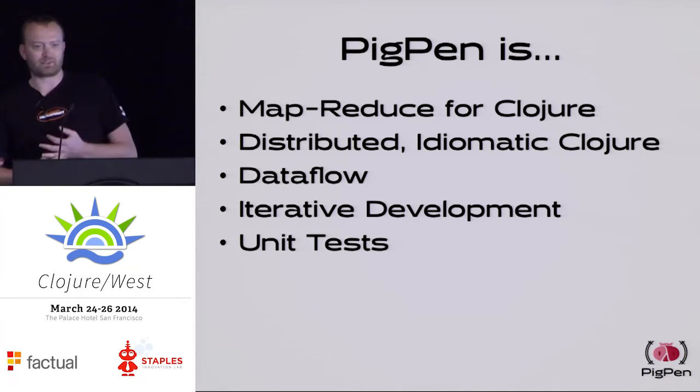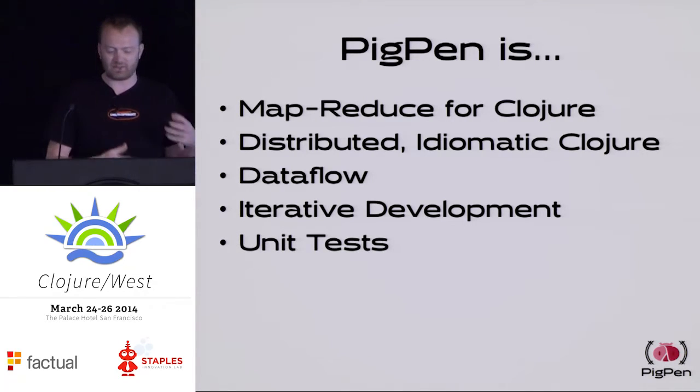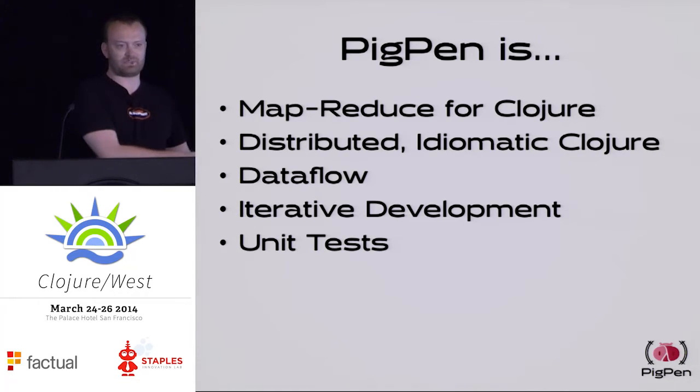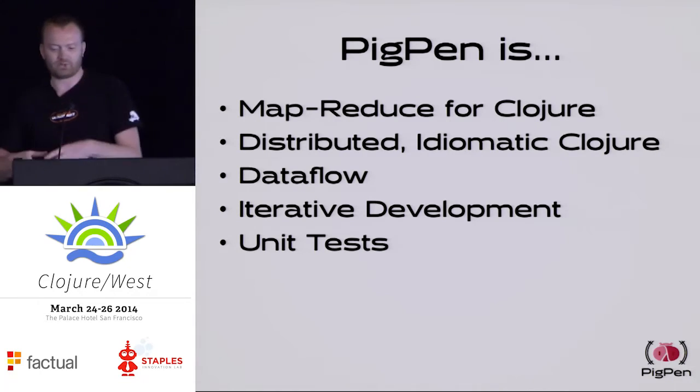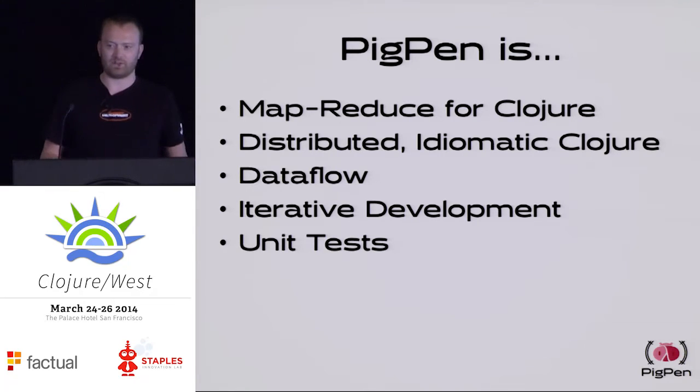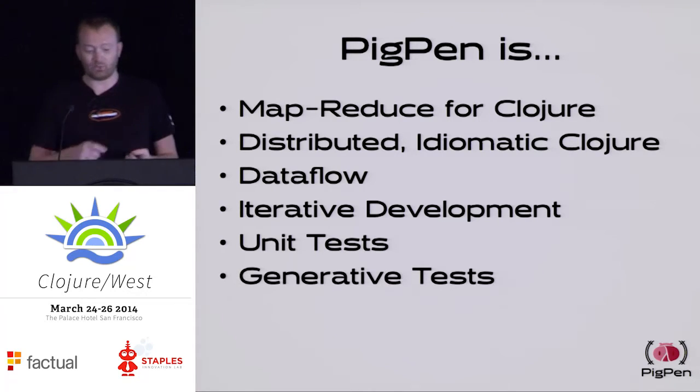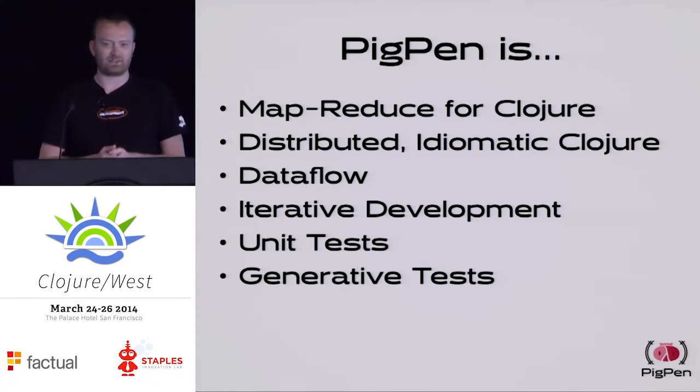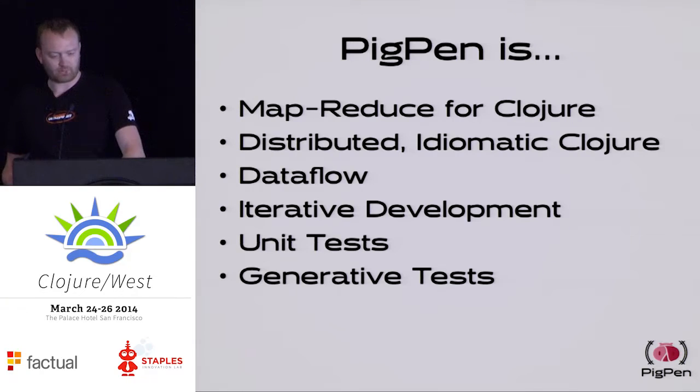PigPen is about unit testing. There are some techniques for unit testing MapReduce stuff, but a lot of times you end up having to put sample data into a file, run your script, and then get data back on the other side, actually read it out. I want unit tests like Clojure has unit tests. And with that, I want generative testing. I don't want to just have a static set of data going in. I want to be able to come up with generative tests for my PigPen queries.